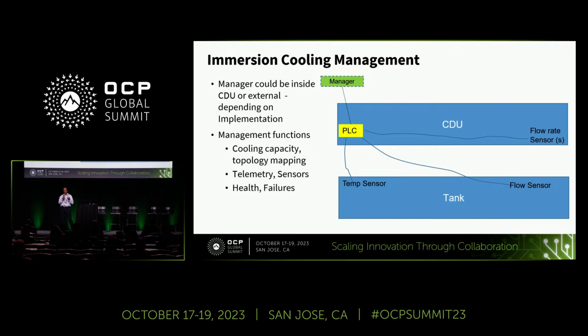There is typically a manager, right? A management controller, which could sit within the CDU or outside the CDU. It depends on the implementation, but invariably this coolant distribution unit has a PLC, a programmable logic controller, and all the sensors and actuators inside the cooling hardware are tied to it, right? So what is your cooling capacity currently?